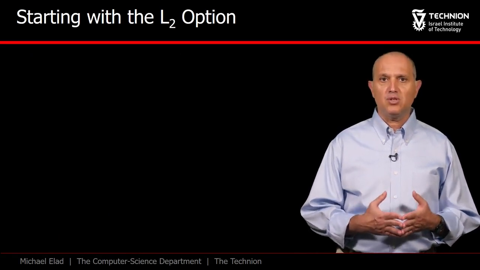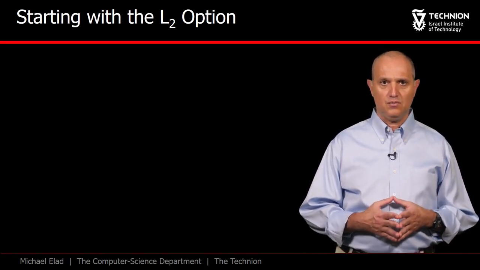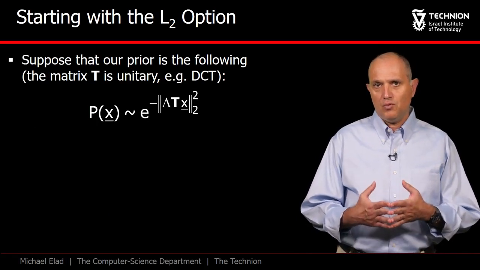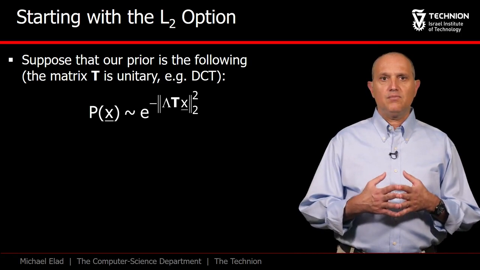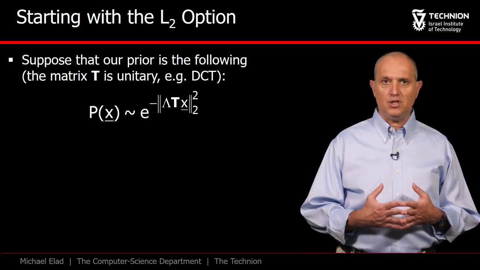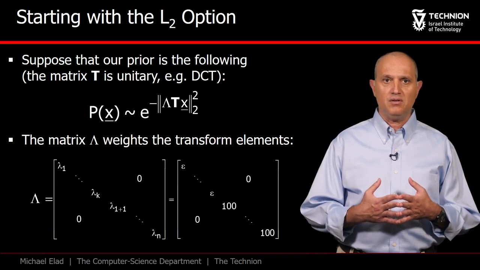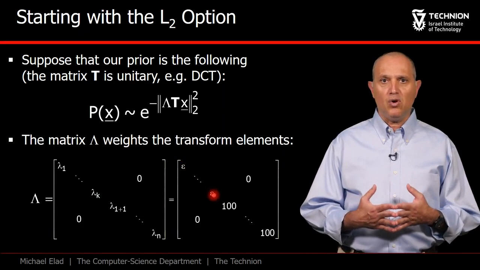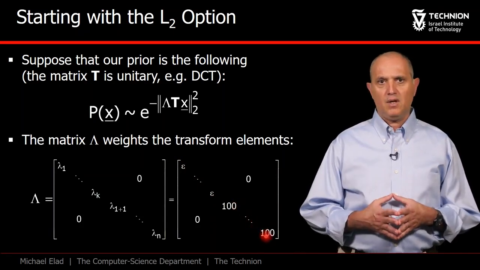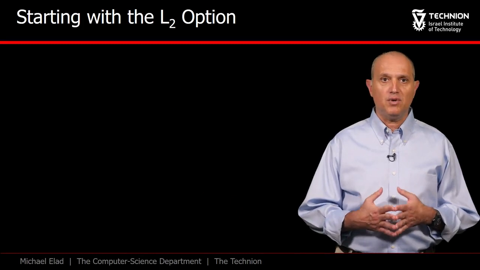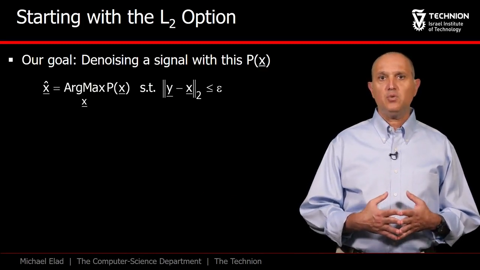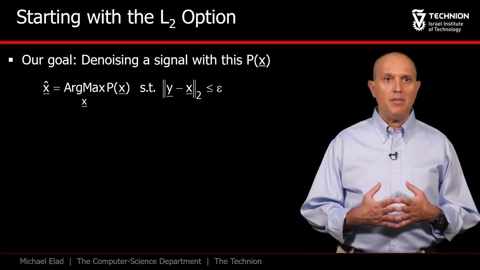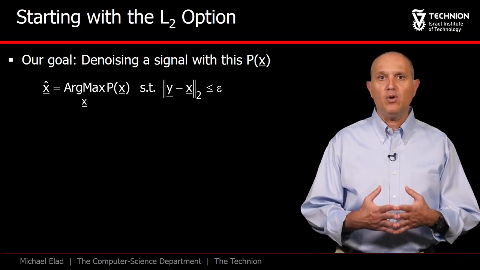Let's start with the linear approximation approach that emerges from the L2. Suppose that our prior is given in this form, which we have already seen. We shall assume that T is square and unitary, such as DCT. The matrix lambda is given here, and as you can see, the first elements on the diagonal are small, epsilon, while the others are big. Let's derive a denoiser relying on this prior. Following ideas we have already met, we aim to maximize the probability of the denoised image while making sure that it is up to epsilon away from y.